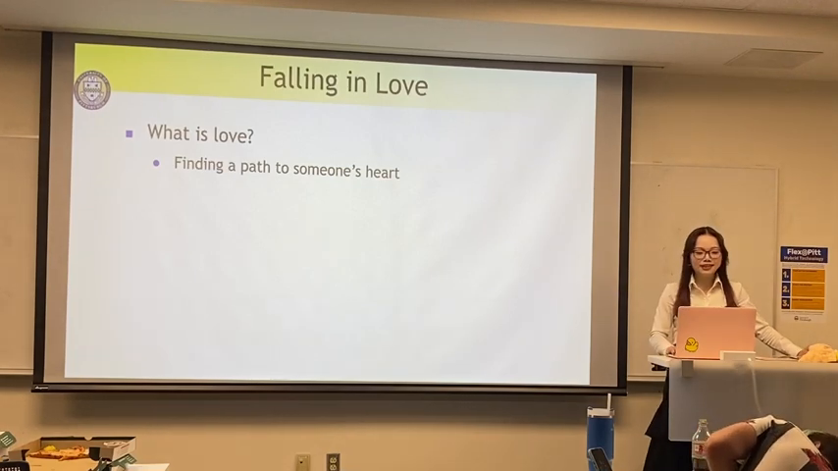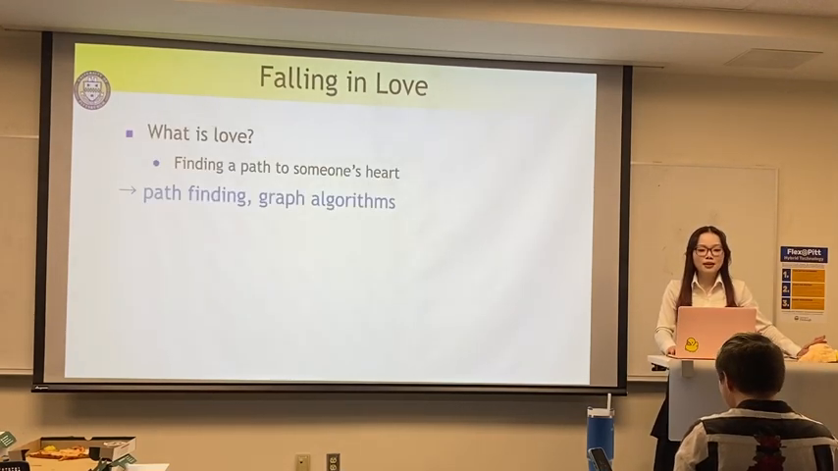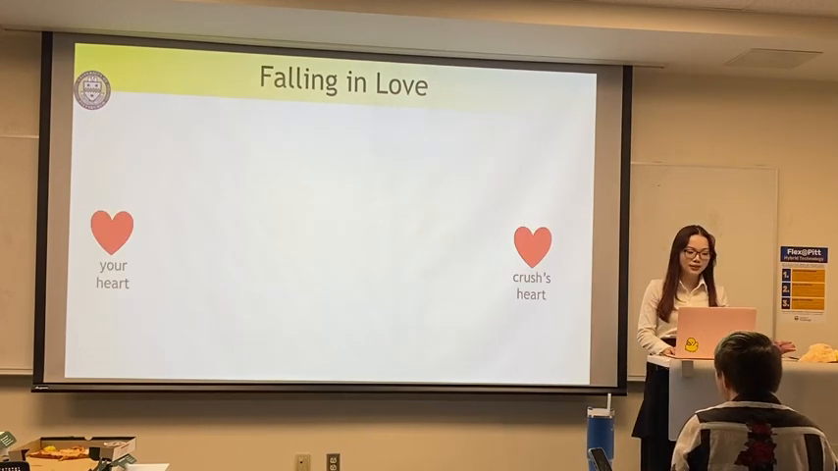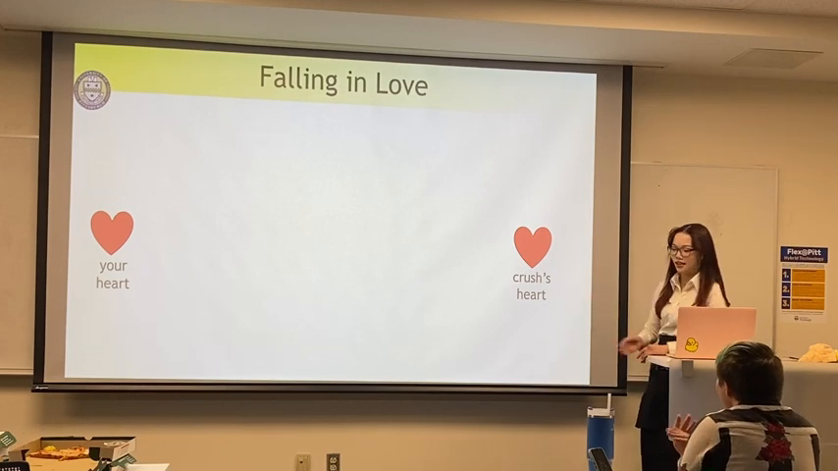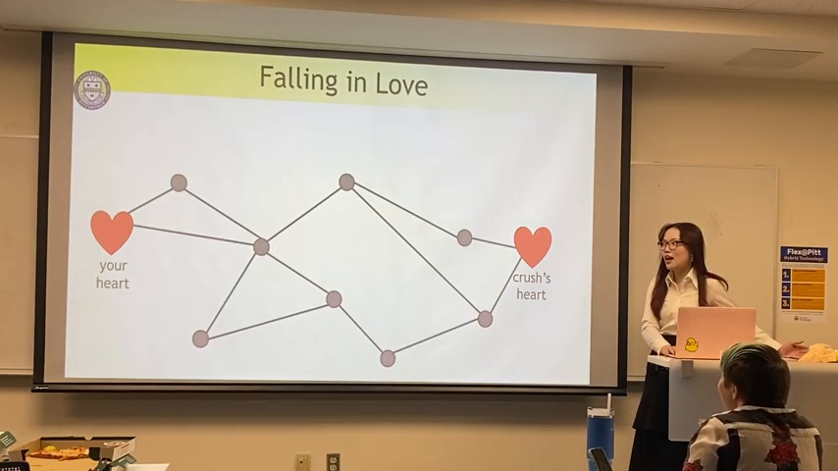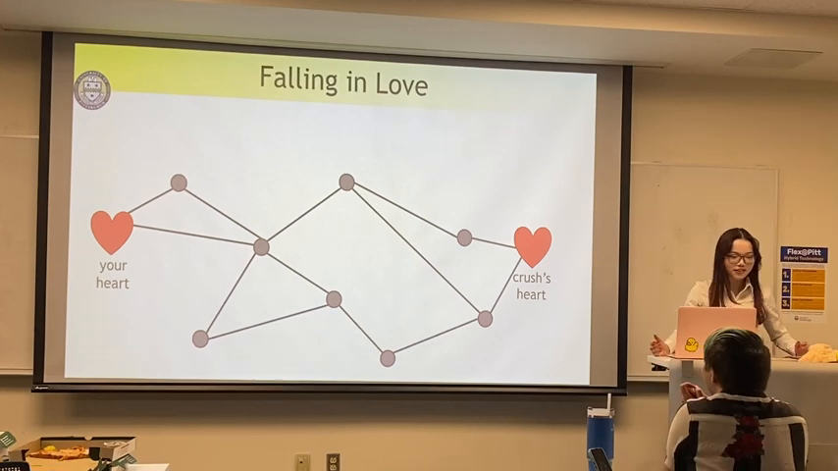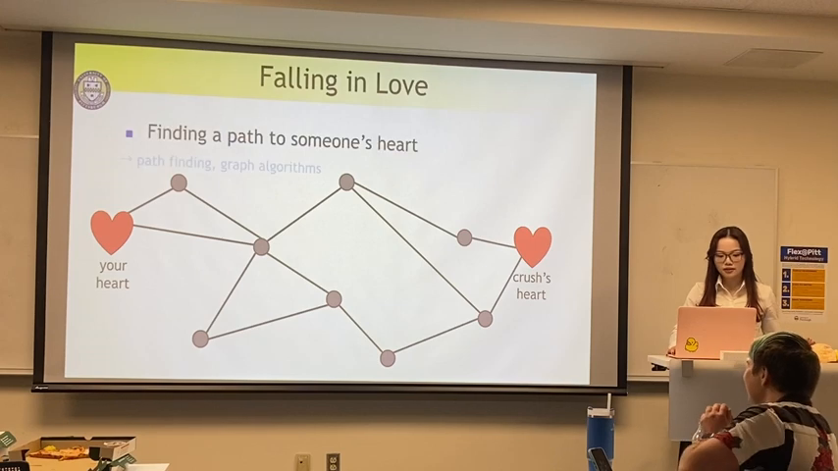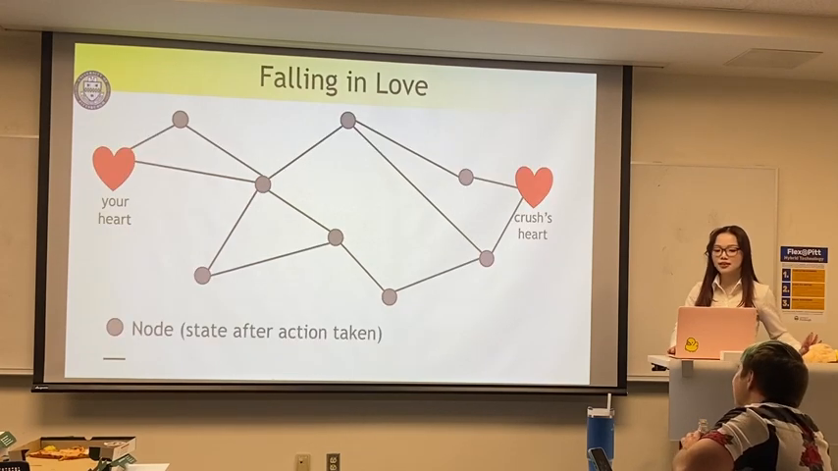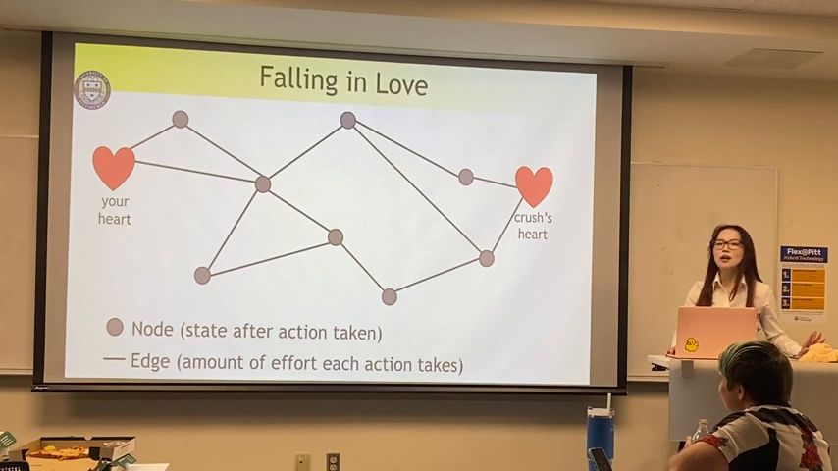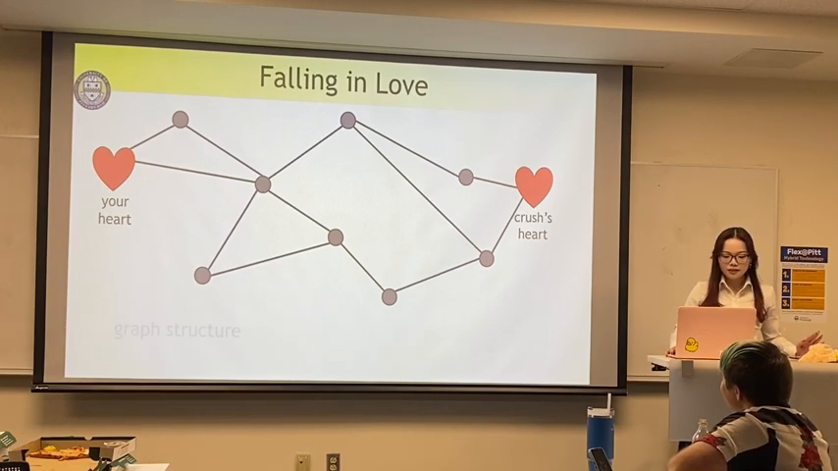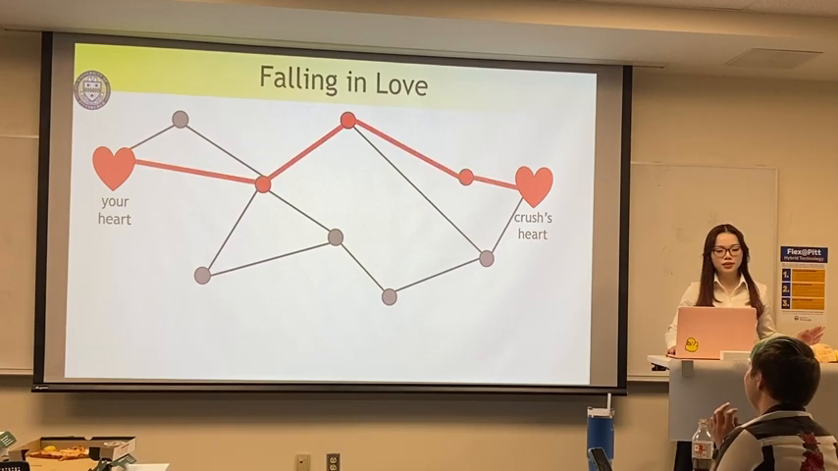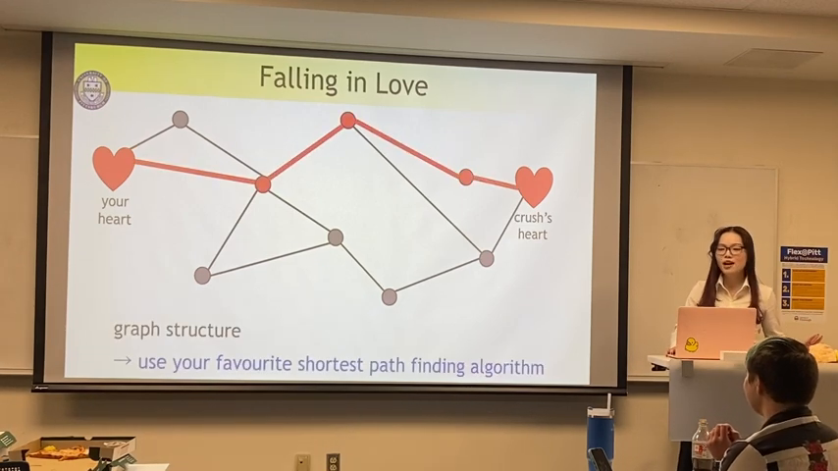It's essentially finding a path to someone's heart. And a path to someone's heart, that's just pathfinding, graph algorithms, what CS majors are good at. Here's your heart and your crush's heart, and clearly there's a graph between them because everything is a graph, as we've learned previously with Dr. Farnan. If we define the node as the state after each action taken, and the edge as the amount of effort each action takes, then you can use your favorite shortest pathfinding algorithm for a graph. I use Dijkstra's to find the path to your crush's heart.